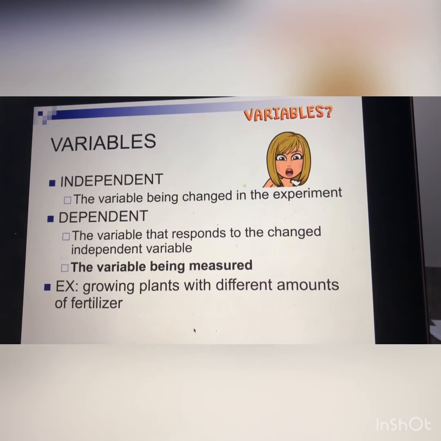Another example of these variables and how they work are growing plants with different amounts of fertilizer. You can grow the same kind of plant, but if you put different fertilizers on there, you will get different results.